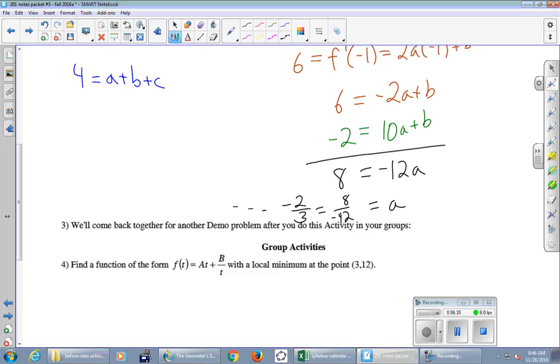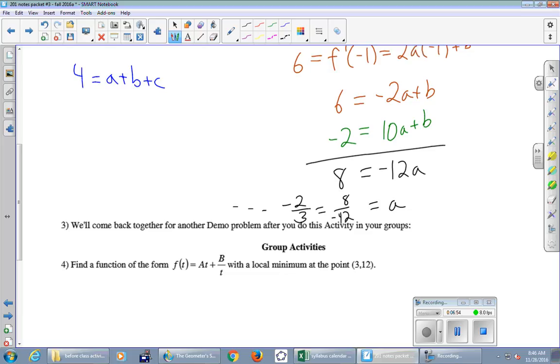Okay, so what we just did was found a member of a particular family of functions. Ax squared plus bx plus c is a whole family. We found the particular member of that family that satisfied certain properties, 3 properties in this case. The group activities, which we're actually going to come back to in just a minute. I'm going to do one more demo thing first.